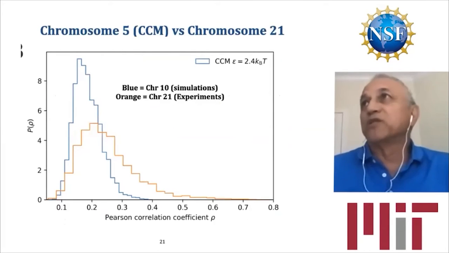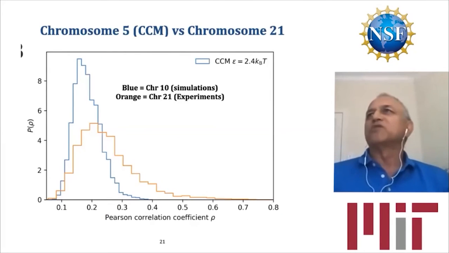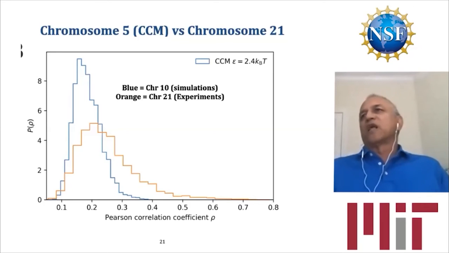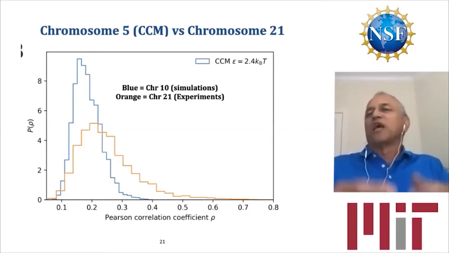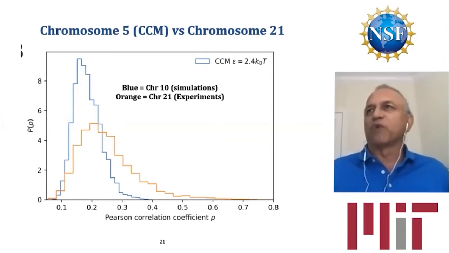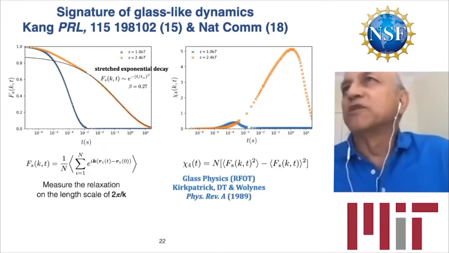So what about the Pearson correlation coefficients in the experiments? For chromosome 10, the blue is what I showed you before. It's very broad. In fact, the orange, which shows chromosome 21, is even broader. And that tells you that for a given chromosome, each cell has completely different structures, and one has to contend with this theoretically as well as in experiments. So what's the consequence of this chromosome conformational heterogeneity?